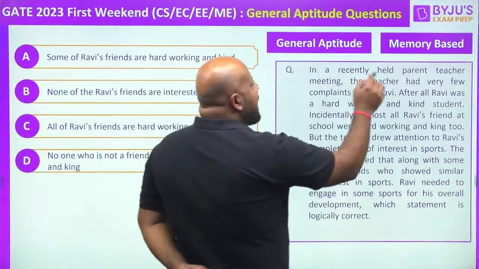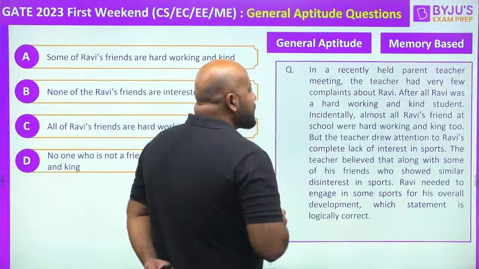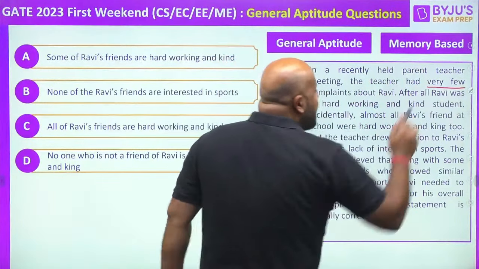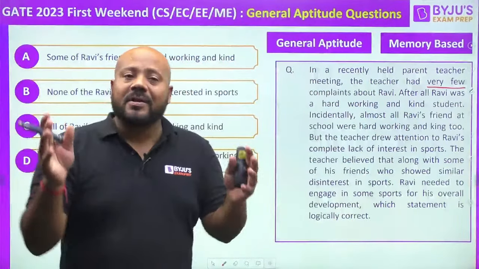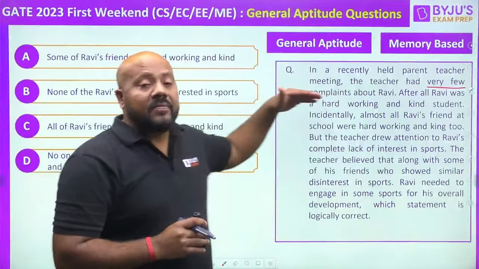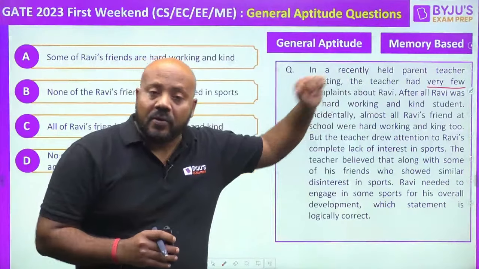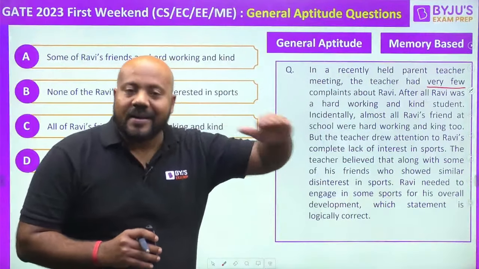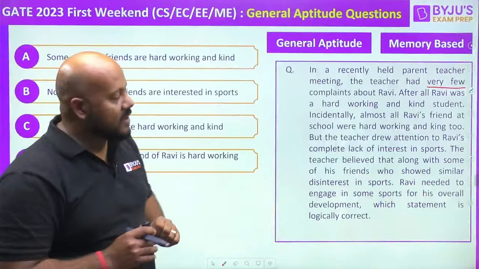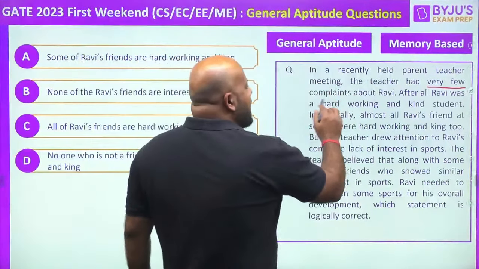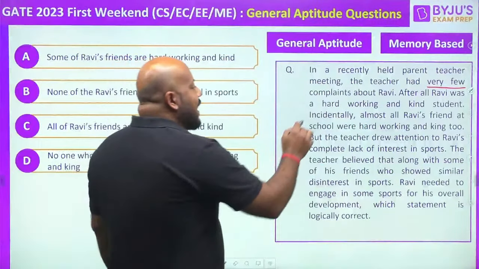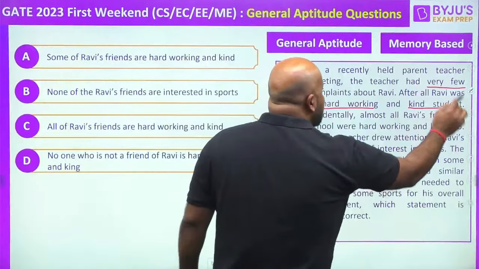In a recently held parent-teacher meeting, the teacher had very few. Whenever you have anything which is extreme in the passage, you highlight it. Are you getting this? Whenever you get extreme words, very, extremely, few, very few, you underline them because statements are going to follow them. Question is going to be based on those extreme words. Very few complaints about Ravi. After all, Ravi was a hard-working and kind student.